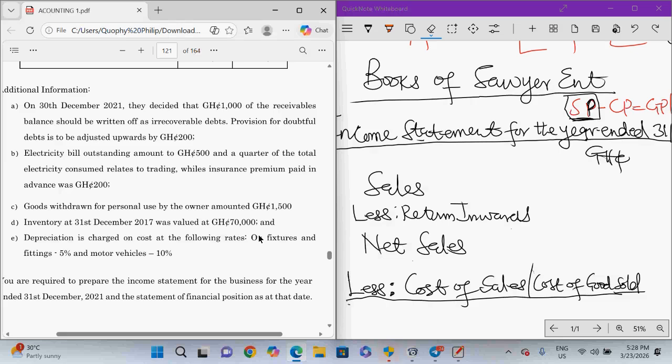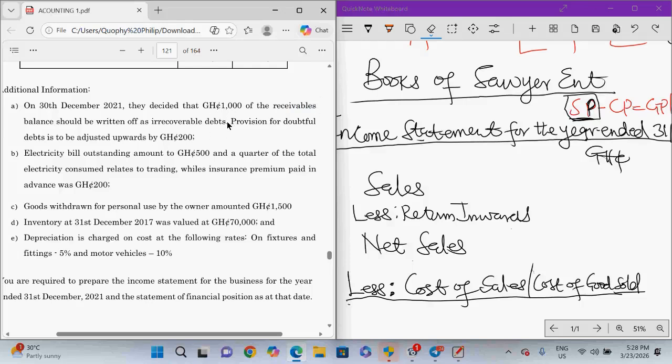So on the 30th December 2021, they decided that 1,000 Ghana cedis of the receivables balance should be written off as irrecoverable debts. Provision for doubtful debts is to be adjusted upwards by 200 Ghana cedis. All right, so here they have decided that 1,000 of the receivables, so when we get to receivables, it's under what? It's under the statement of financial position, the current assets. So under current assets, receivables, they are saying that it should be written off.